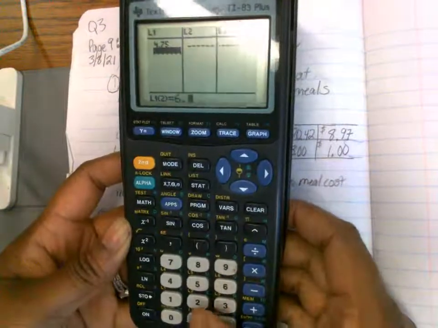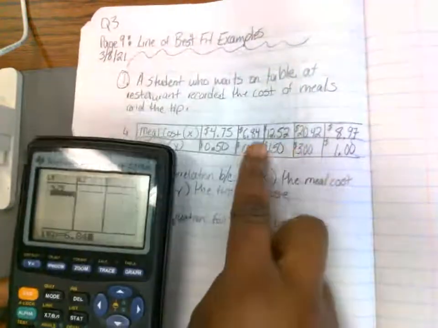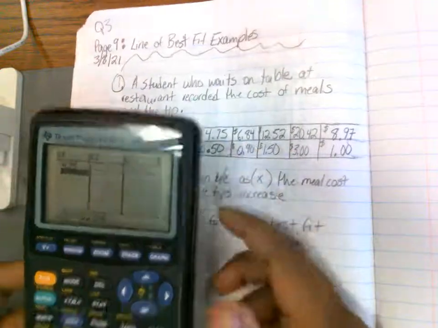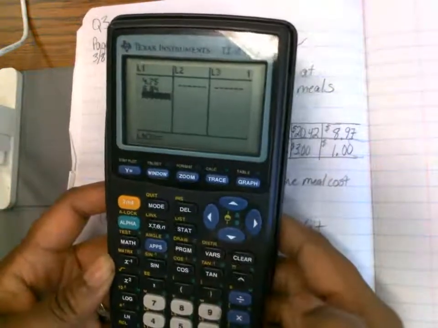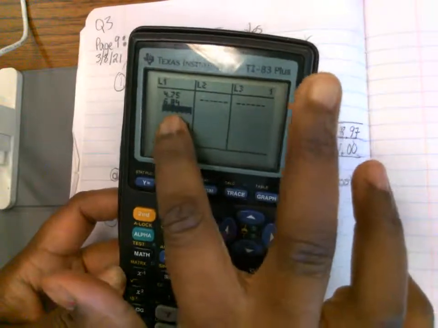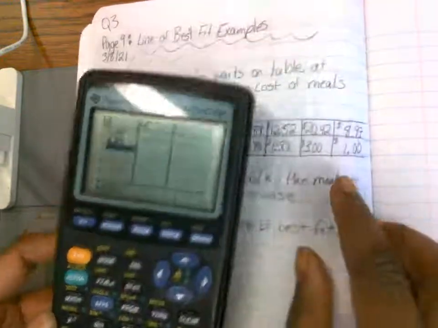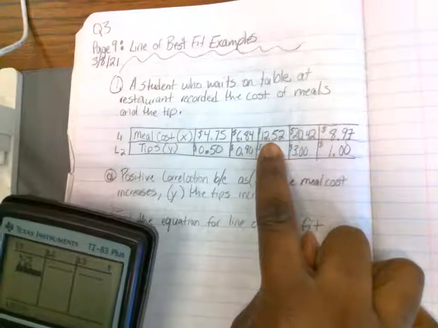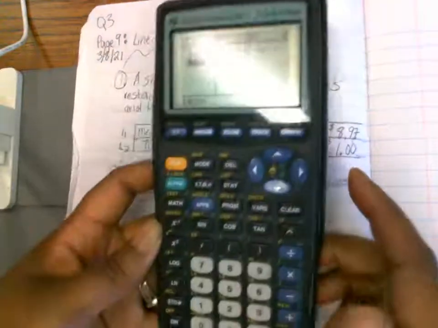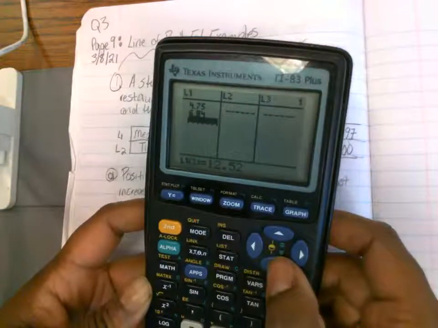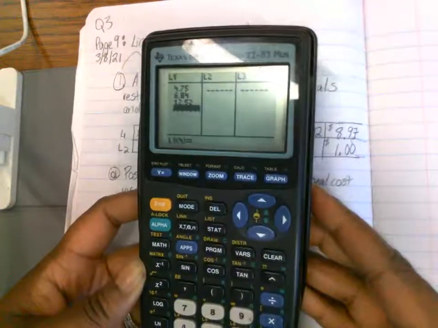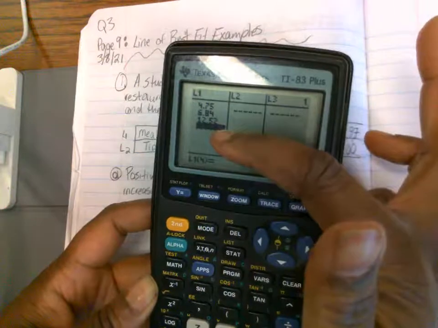So 6.84. Press enter or press the down arrow to go to the next line, so you can type in your next X value. And your next X value is $12.52. So that's going to be 12.52. Press the down arrow or you can press enter, so you can go to the next line.